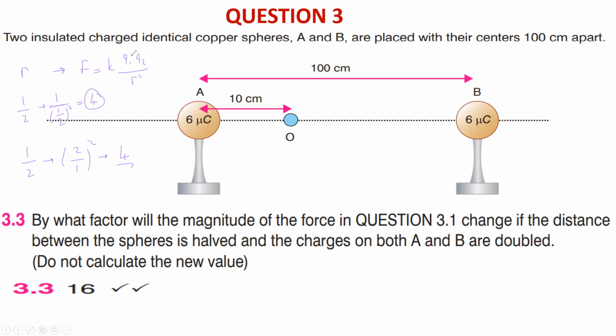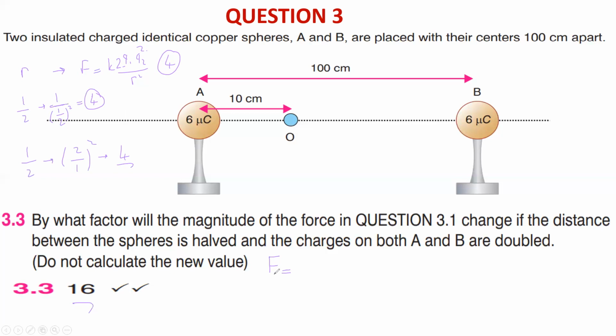But the charge is also getting double. So 2 Q1, 2 Q2, 2 times 2, 4. As you see, 4 times bigger because of the charges, and another 4 times bigger because of the half distance, making 4 times 4, which is 16 times bigger. Another option to calculate, but they said don't calculate it, but to understand, you can use this option also.